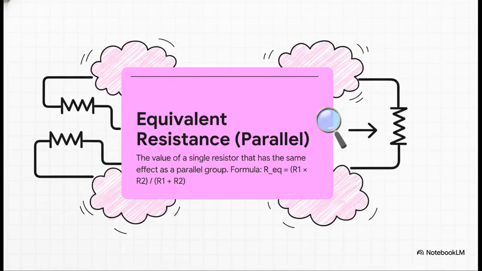So how do we do that? We calculate something called equivalent resistance. It sounds fancy, but all it means is, what's the value of a single resistor that would do the exact same job as that parallel pair?